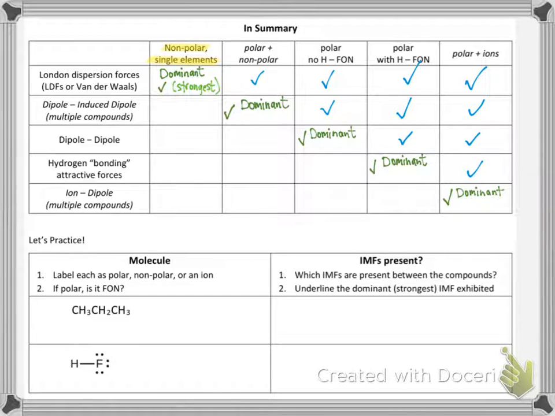But there's something sneaky here that I want to point out, especially when answering free response problems. You might have noticed that I put the example solutions that are mixtures of two different substances in italics. And I also did the same for the IMFs that occur between these multiple compounds.